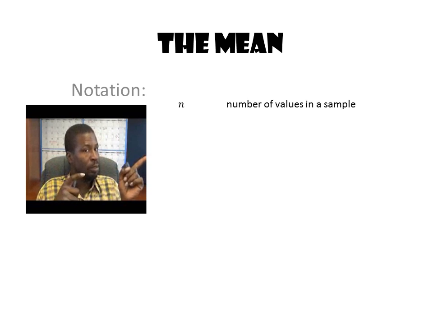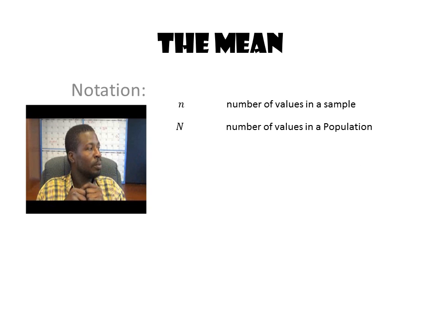The next one is the uppercase N that we were talking about, and the only distinction between lower and uppercase n is what that data set represents. If that data set is representative of the entire population of things that you're considering, then you use the uppercase N to represent how many values you have in that data set. But if the data set represents only a sample of the population under consideration, then you use lowercase n to represent the number of data values in that data set.